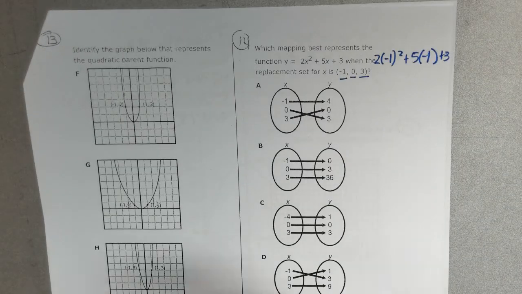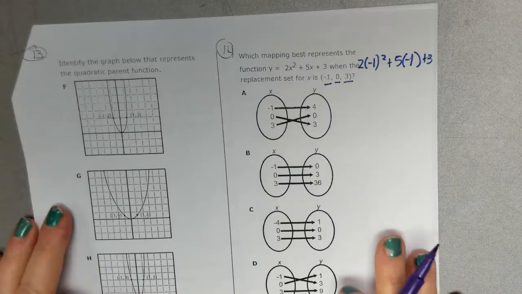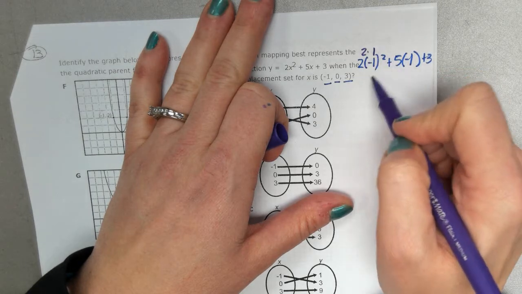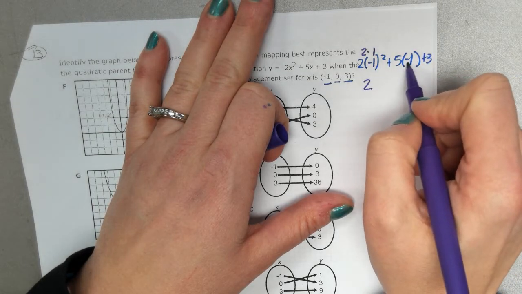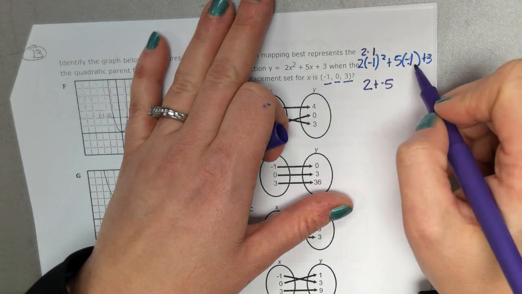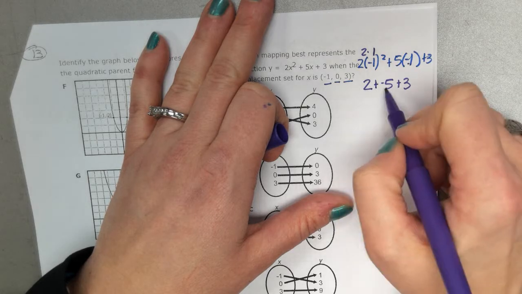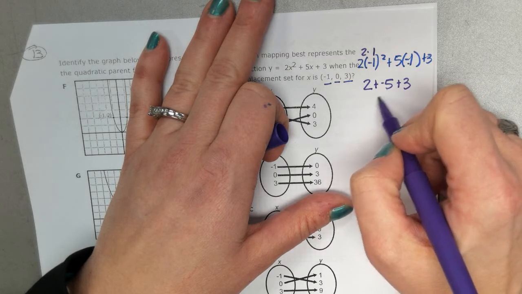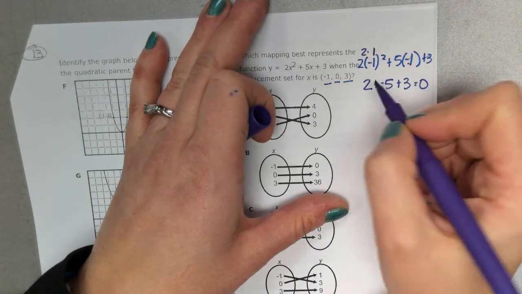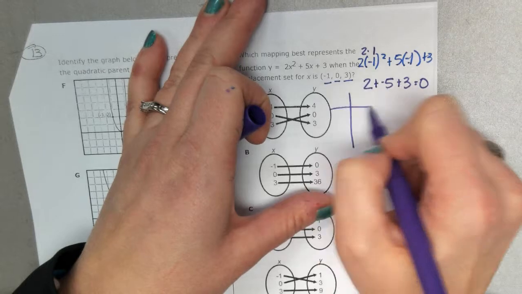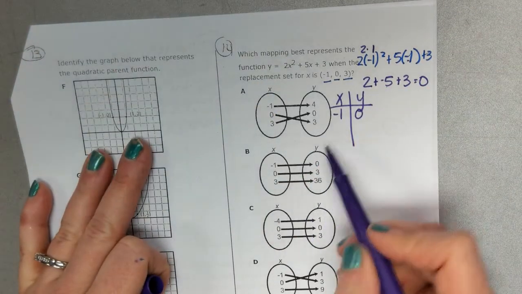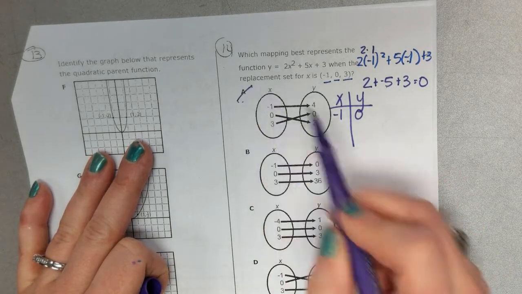So that would be -1 squared is 1, so 2 times 1 is 2, okay? 5 times -1 is -5, so 2 plus -5, and then plus 3. So 2 plus -5 is -3, plus 3 is 0. So at -1, your y is 0.